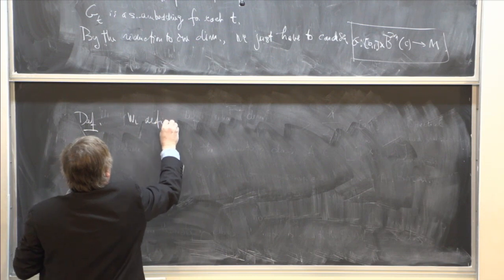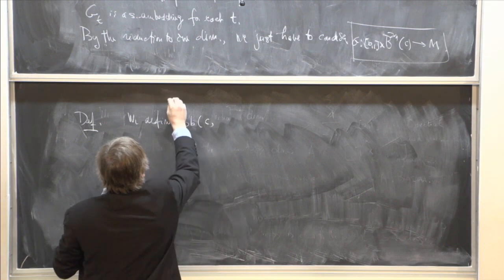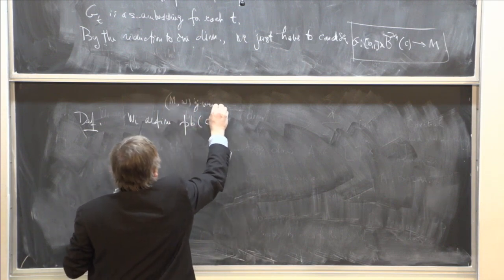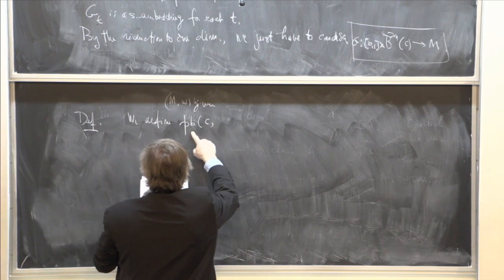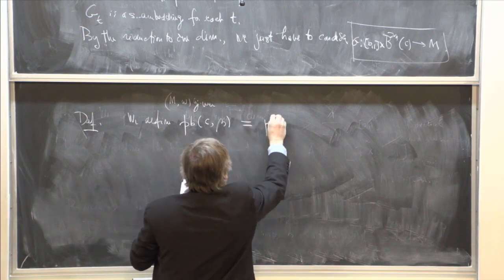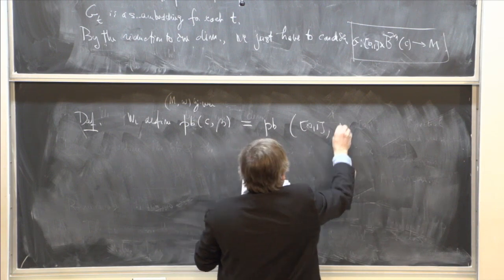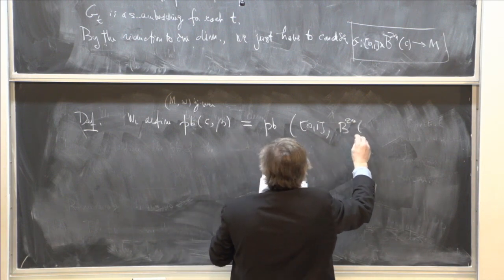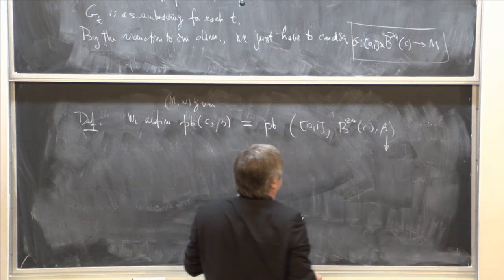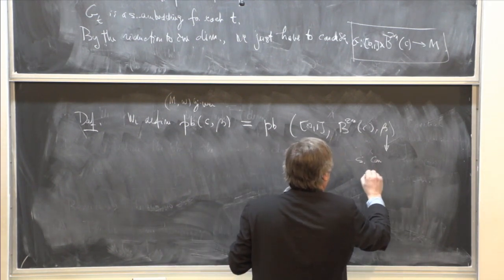We define PB of C, beta, as PB of (0, 1, B^2n, C), beta, where beta is just the connected component of these balls, the symplectic connected component.